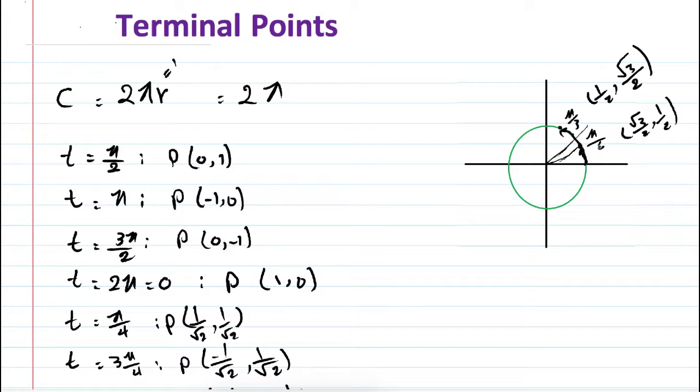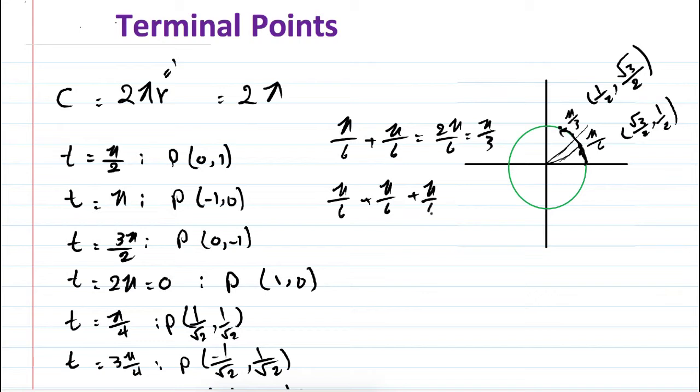If I add two pi over 6's to each other, pi over 6 plus pi over 6, it will be 2 pi over 6, which is pi over 3. It will be this point. It will be 60 degrees. If I add three pi over 6's, pi over 6 plus pi over 6 plus pi over 6, it will be 3 pi over 6, which is pi over 2. So I will get to here.